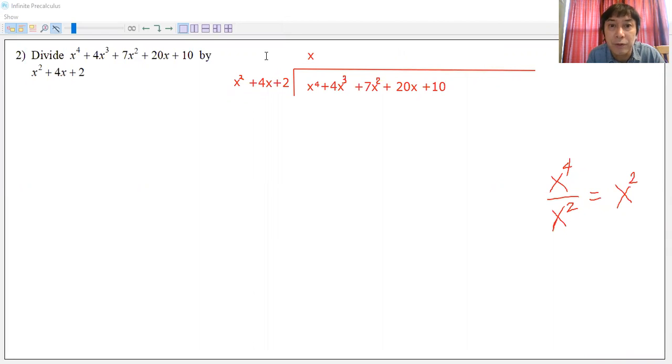So this will be x squared, so we put the number 2 there. All right, that's our very first answer for the quotient. The very first term for the quotient is x squared.